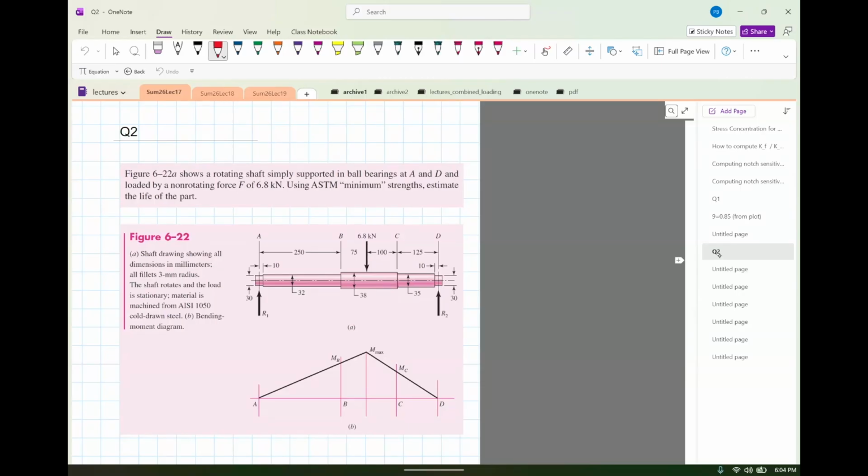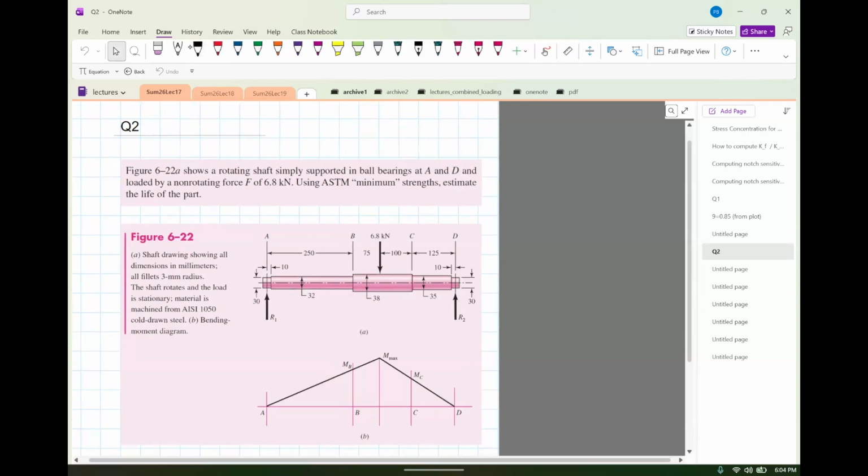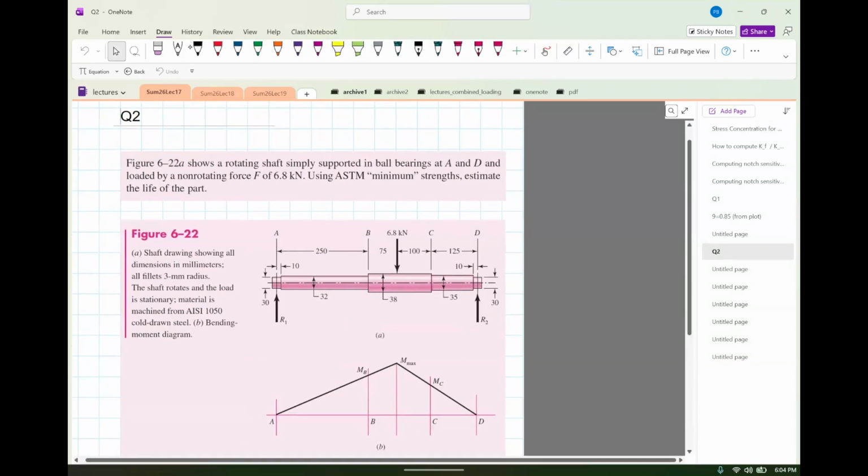Now we'll push this a step further and do the next problem, which is a full-blown problem for stress concentration under fatigue loading. So let's read through. Figure 6.22A shows a rotating shaft simply supported in ball bearings at A and D. The way to show a ball bearing is usually a pin joint, hinge joint like this, and loaded by a non-rotating force F. F is 6.8, so it looks like the force is here, 6.8 kilonewtons.